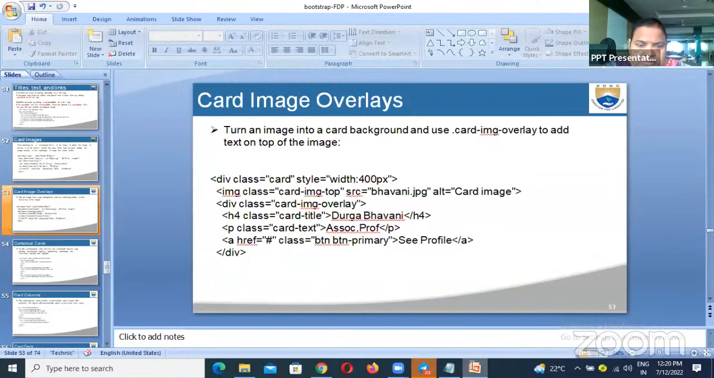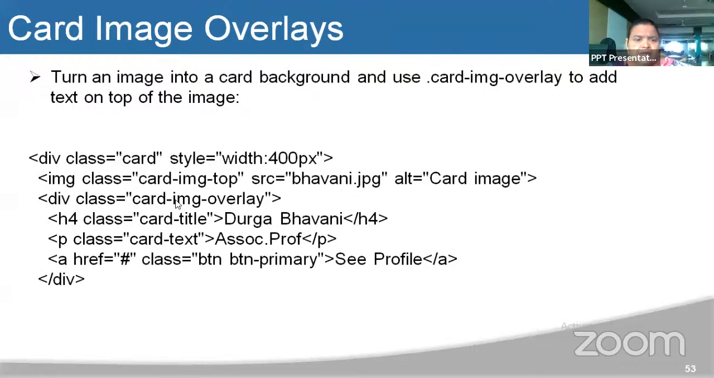Now go here. First see the example, then it will be easy for you. Then card-img-top. This is for the image name, and then the alternative message. Card-img-overlay is another class name. Turn on the image in the card background, and use the card image overlay. That is nothing but here.